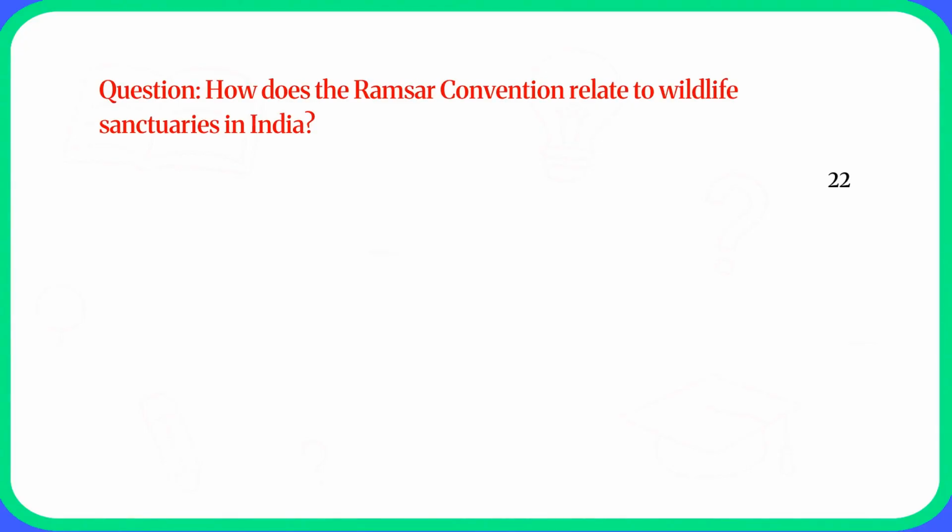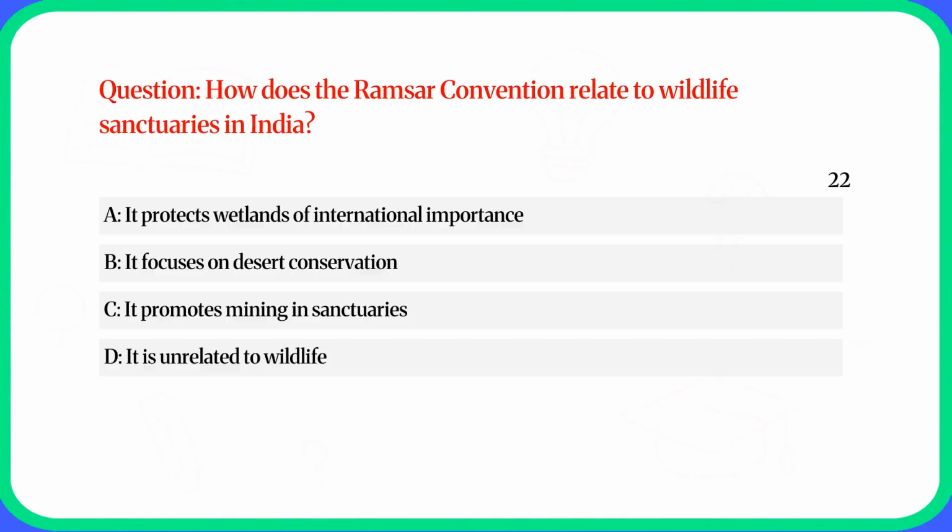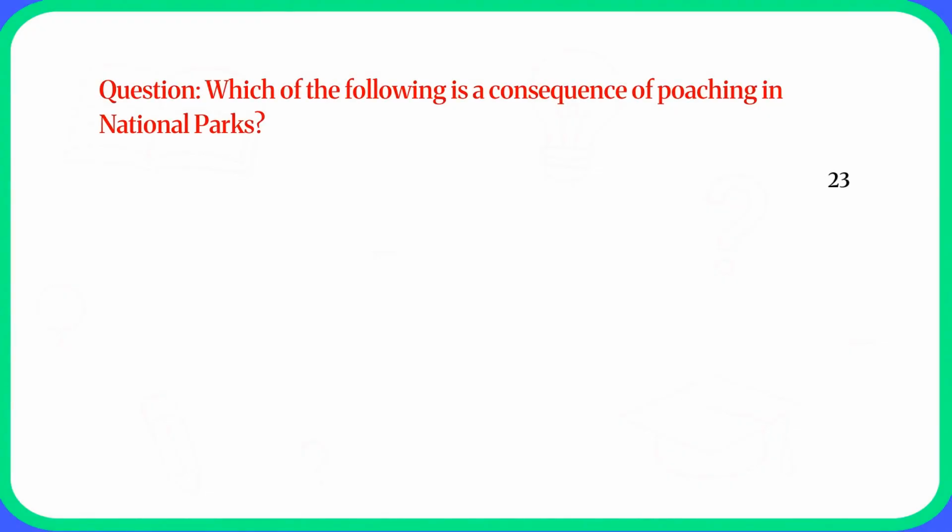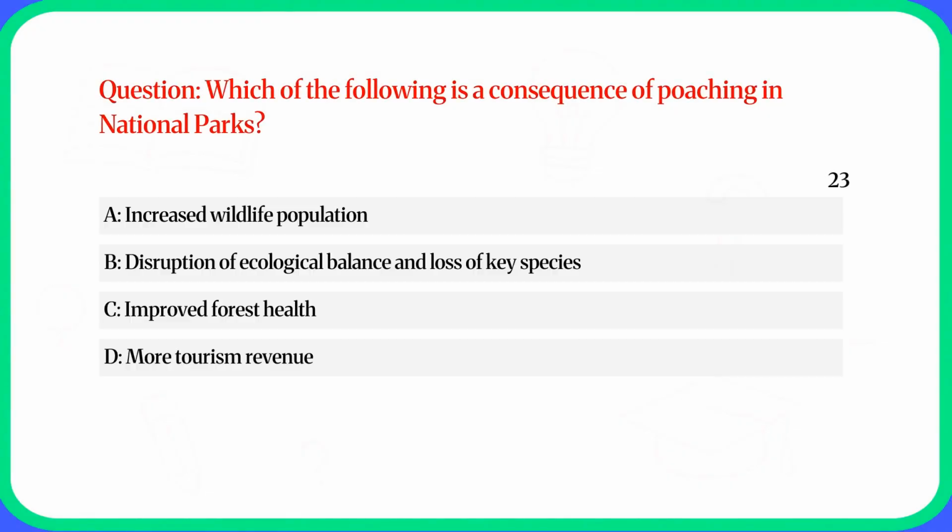Question: how does the Ramsar Convention relate to wildlife sanctuaries in India? Answer A. It protects wetlands of international importance. Question: which of the following is a consequence of poaching in national parks? Answer B. Disruption of ecological balance and loss of key species.